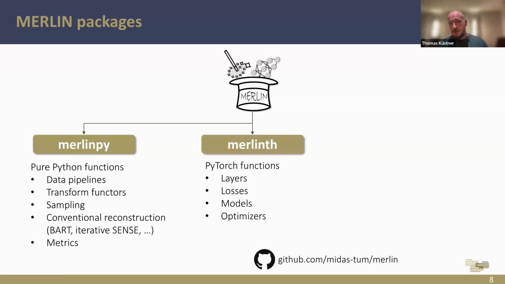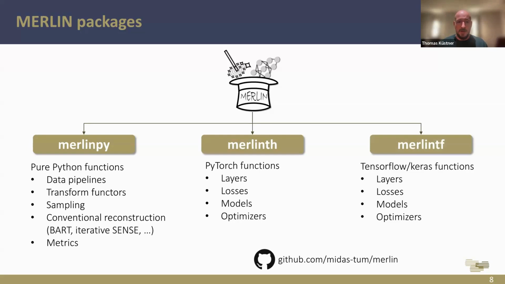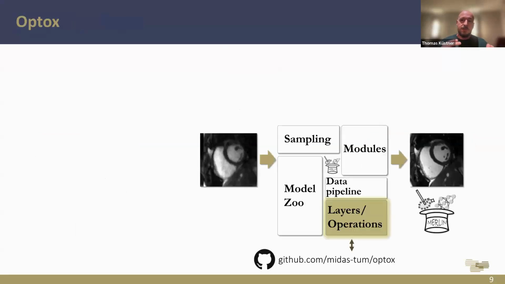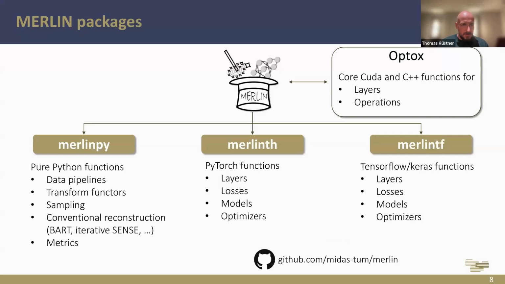The MERLIN TH is the MERLIN package that builds on top of PyTorch, and has all these PyTorch functions of the layers, losses, models, and optimizers. I will go through that in the next few slides. And then there's the MERLIN TF that builds on top of TensorFlow and Keras in a similar fashion as the PyTorch functions.